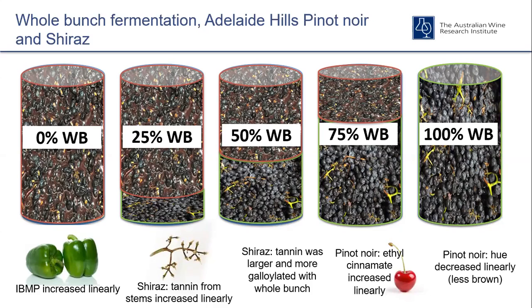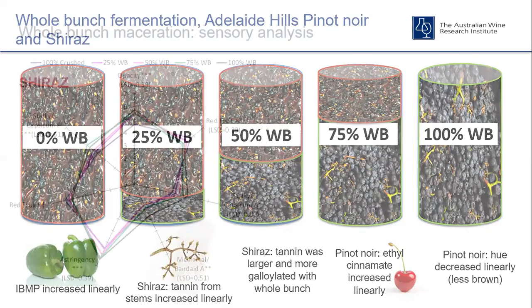In this case, we did not attempt to do carbonic, but it may indicate that there was some carbonic going on in that case. In Pinot Noir, it was interesting to find that hue decreased linearly, which means that the wines were less brown. And this was actually just due to simply less brown pigments overall and not due to changes in the color itself. So this was an interesting finding in that case.